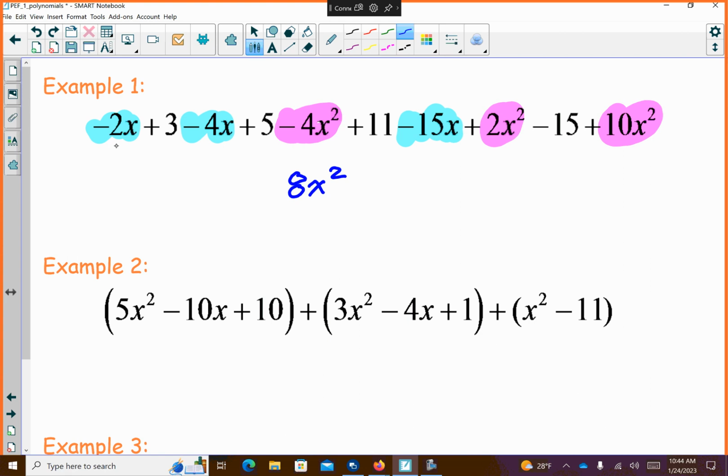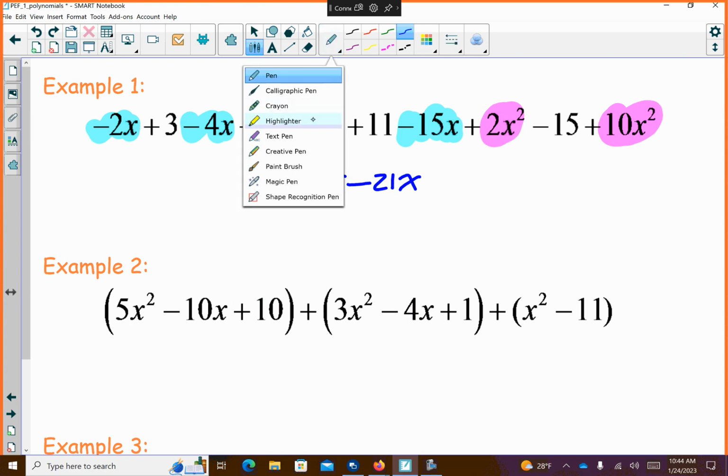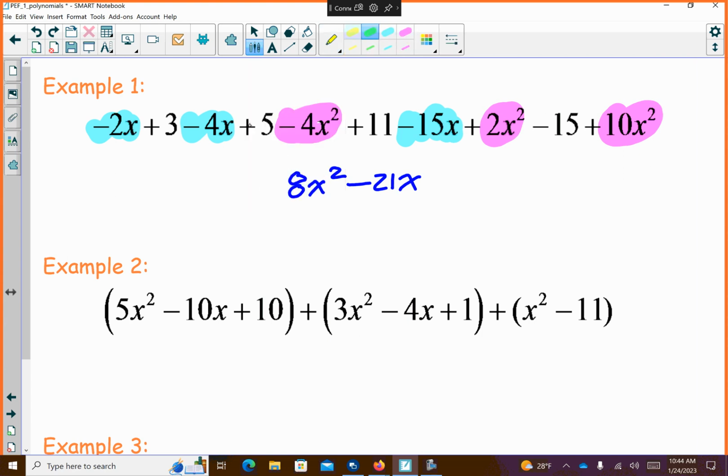So let's see. Some cost $2, some cost $4. So that means I owe 6. And then something I owe another 15. So I owe 21x. It's not good. All right. Well, that could happen. You need to pay.